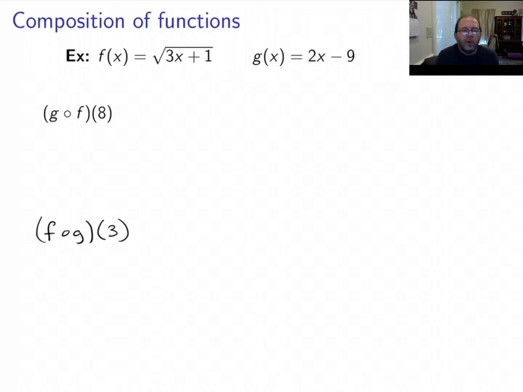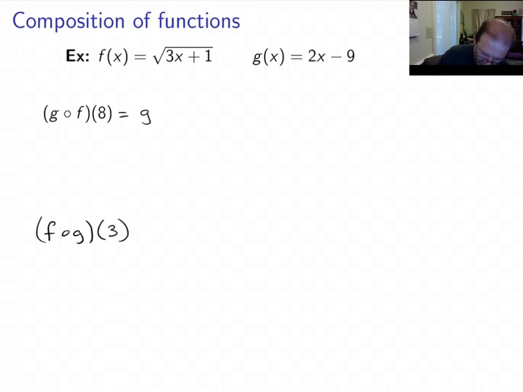All right, let's look a little more at composition of functions. In this example, we've got g of f of 8 and then f of g of 3. We could do these by first working out the whole function g of f, and then plugging 8 into that. And same thing down here, working out what the function f of g of x is, and then plugging in 3. But on a problem like this, where you're just asked for a single number, you're better off plugging things in first.